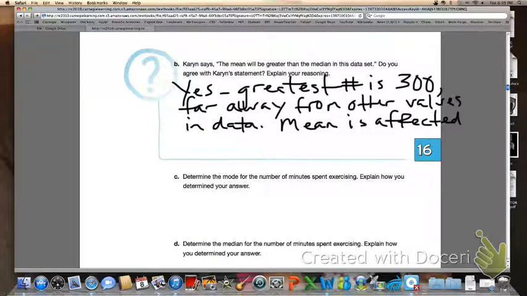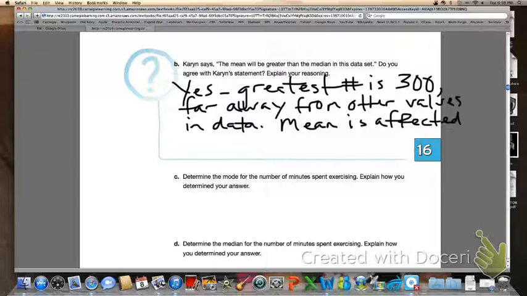So here is what you should have come up with for letter B. Hopefully you did agree with Karen's statement because the greatest number in the data set is 300 minutes, which is far away from the other values in the data set. Therefore, the mean is affected by this data point.